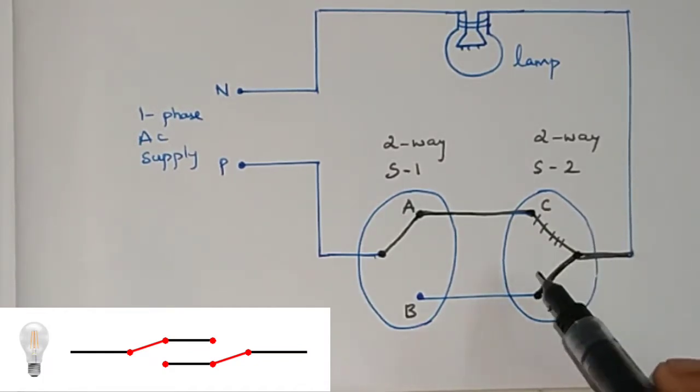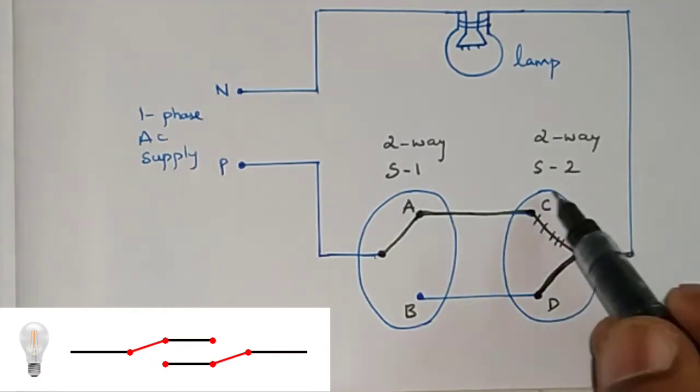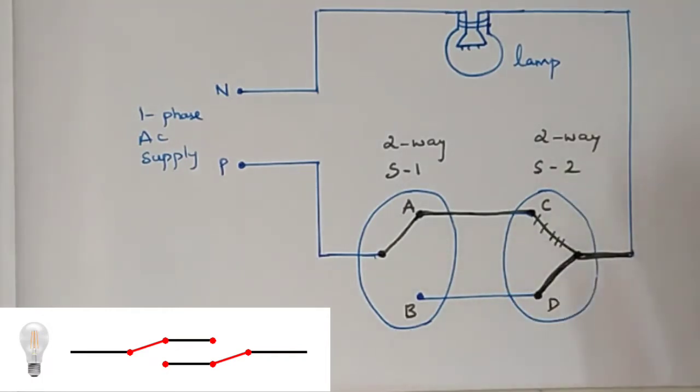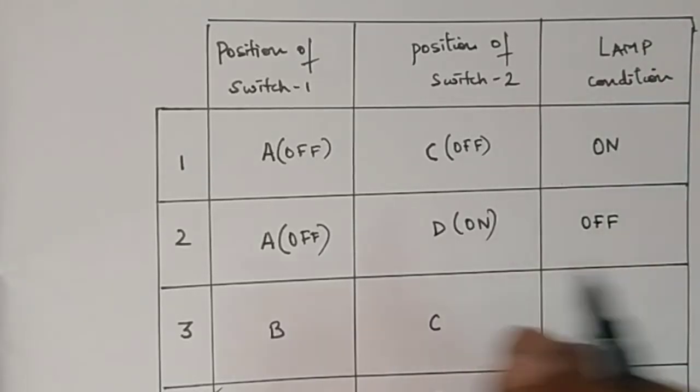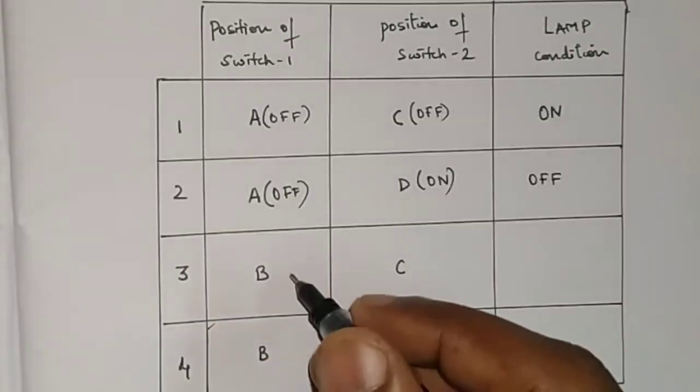So therefore what happens, here it is open, there is no path for current to flow, so therefore this circuit is an open circuit, so the current won't reach the lamp, so therefore the lamp condition will be off. So you have to just write off under the lamp condition for the second case. In the same way, two more cases, that is the third one.